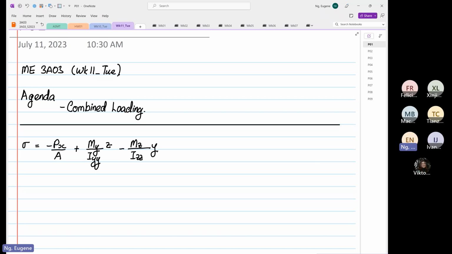And then we also have the general formula for shear stress. Right, before we go on, we know that this term over here is due to axial load, and these two over here are due to bending moment.